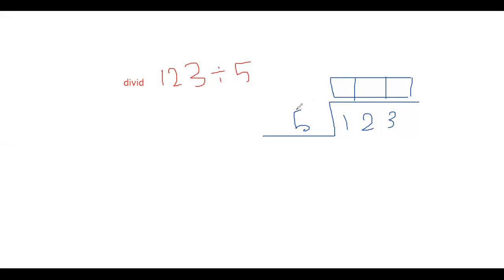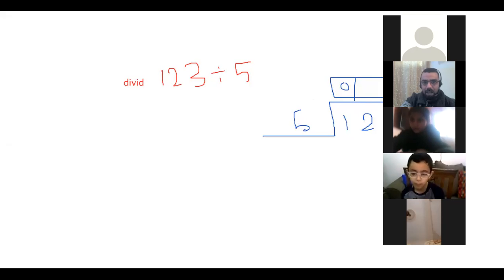So now, how many 5s does the 1 have? 0, because already the 1 is less than 5. Now, again, how many 5s does the 12 have? Okay, now the 12 has just 2 5s, right?